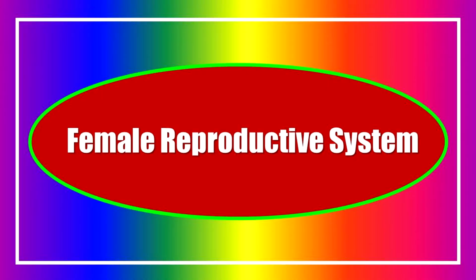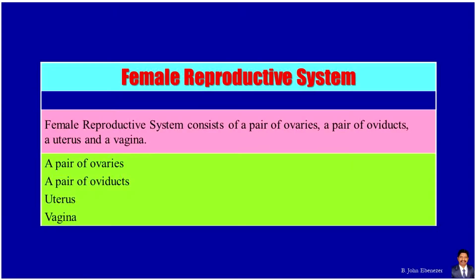Dear students, today let us discuss the female reproductive system. The female reproductive system consists of a pair of ovaries, a pair of oviducts, a uterus, and a vagina.